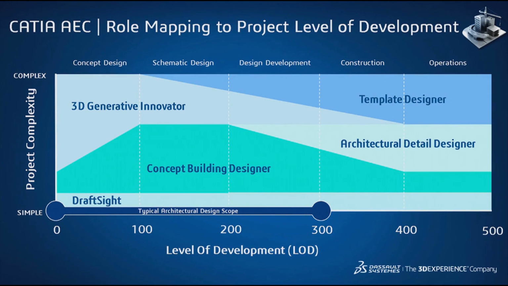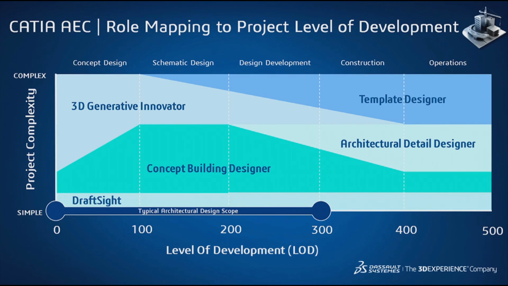Looking at a typical architectural project within an office, this mapping is our role portfolio across different project types, different project levels of development and complexity across multiple phases. So if you look at a project in concept design, a cross-section of users using the CATIA 3D Experience platform would be operating primarily with the 3D Generative Innovator role, the Concept Building Designer role, and Draft Site for 2D. As the level of development increases through schematic design, design development, and construction, you see that the roles required to deliver the project change over time.